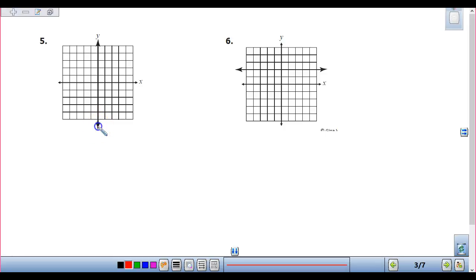In number 5, we're looking at this line right here. It's a vertical line, so x equals or y equals? X equals, and what does x equal right here? 0, yeah, so x equals 0. And over here, x equals or y equals? Y equals 2, and everybody looked really good on that one.